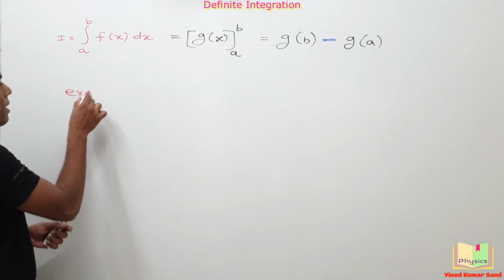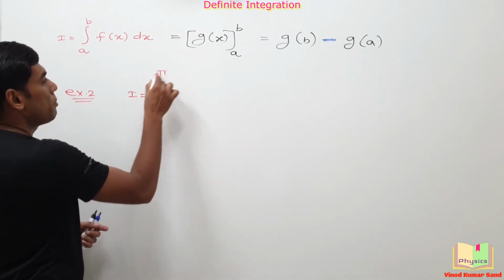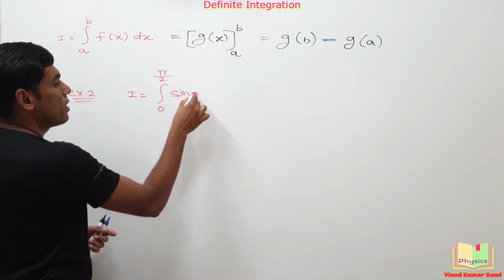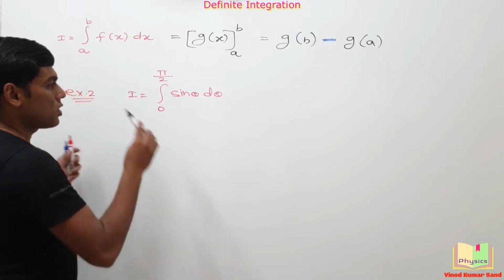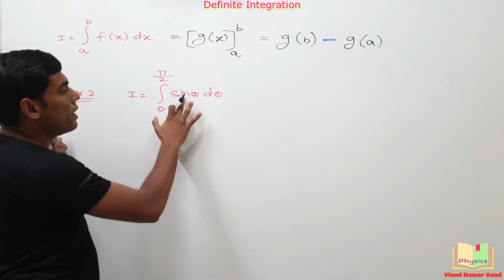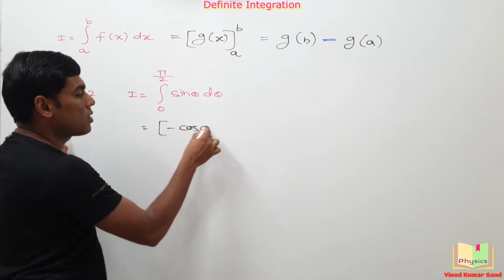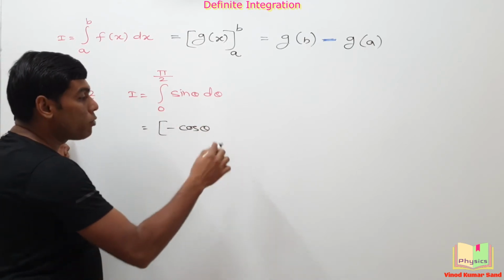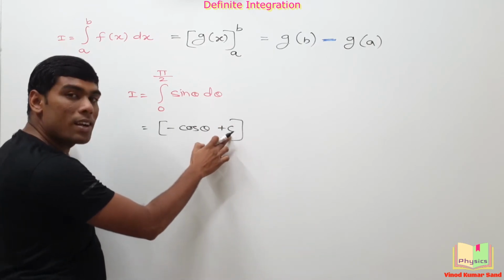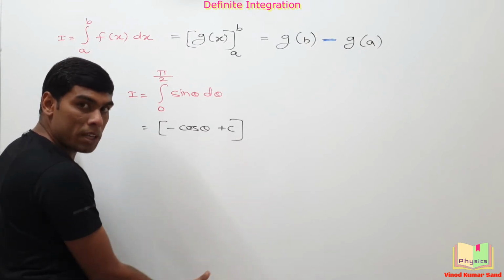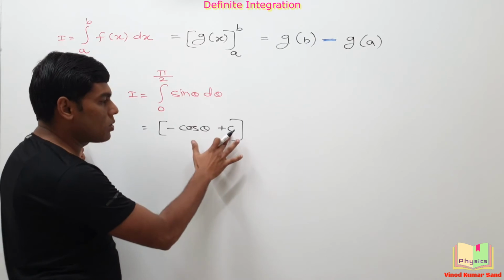Taking up example number 2. Integration from 0 to pi by 2 radian of sine theta d theta. I'm solving it, just pay attention. The integration of the sine function, we remember, comes out to be minus cos function. And if you wish, you can put that constant c. Right now I am telling you this c will ultimately get cancelled out. It won't appear in the final answer. That's why in the previous question we have not taken this constant c.